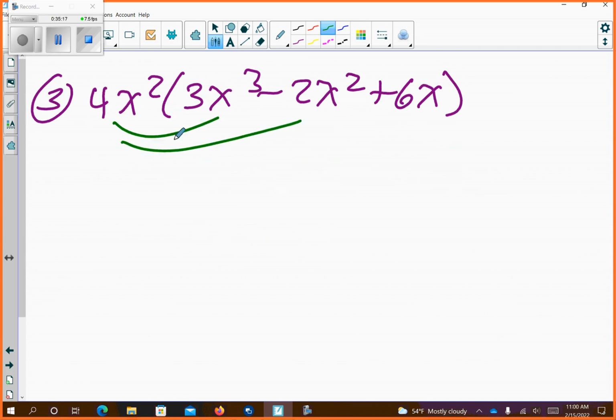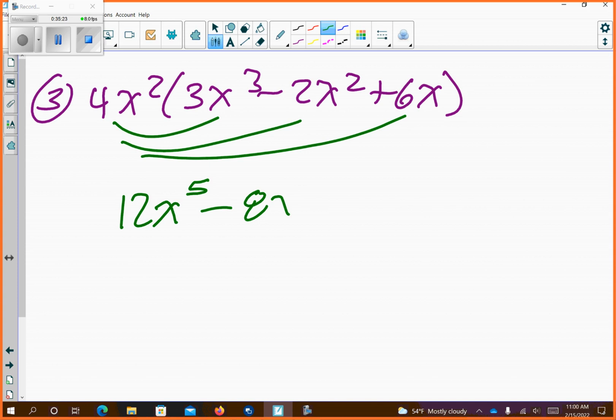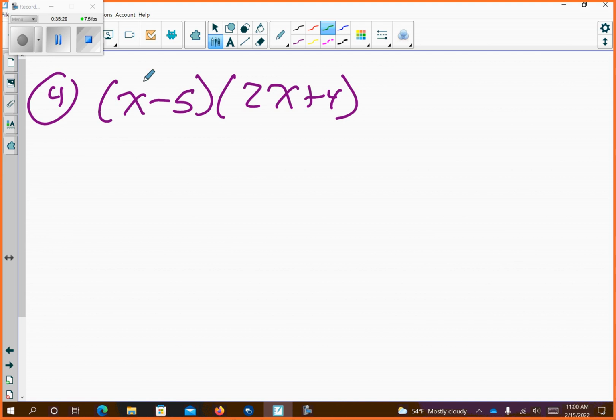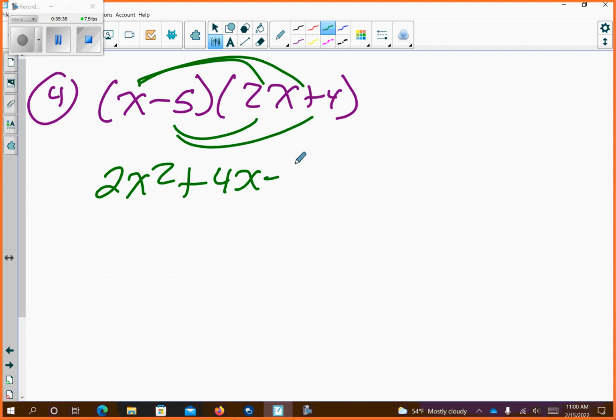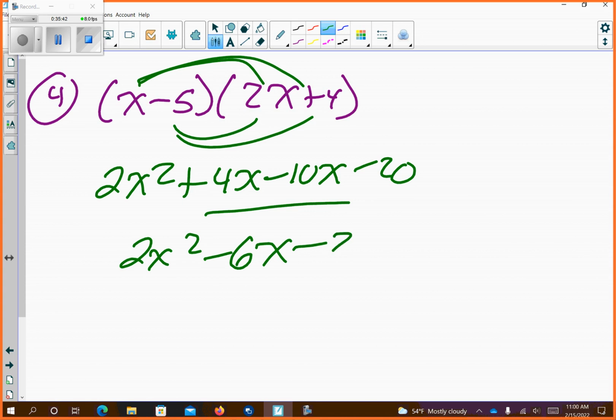This one, make sure you distribute to all three terms. Make sure you add the exponents when you're multiplying. Double distribute here. Combine like terms. Done.